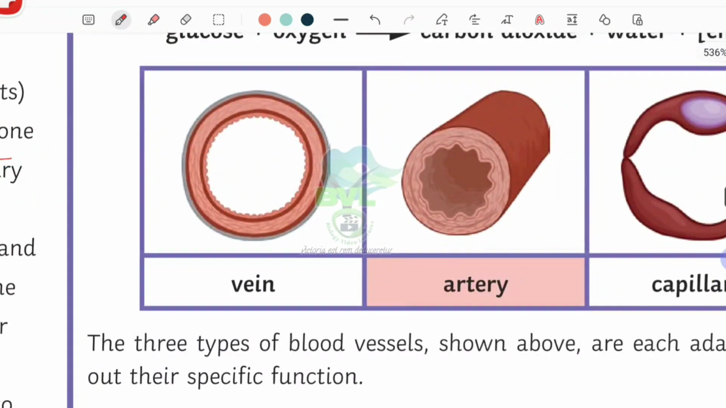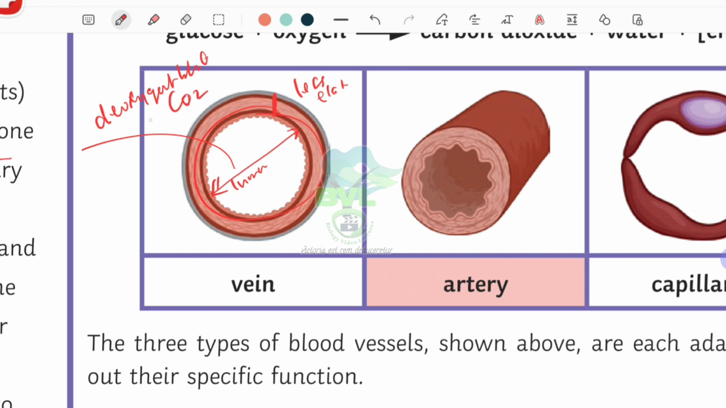Looking at this, you can see that the vein has a wide lumen, but it has a less elastic wall. What you want to remember is that the vein has a less elastic wall and a wide lumen. And what you have in most veins is deoxygenated blood. What does that mean? It means blood that is rich in carbon dioxide, poor in oxygen. That's what you should have in your vein.